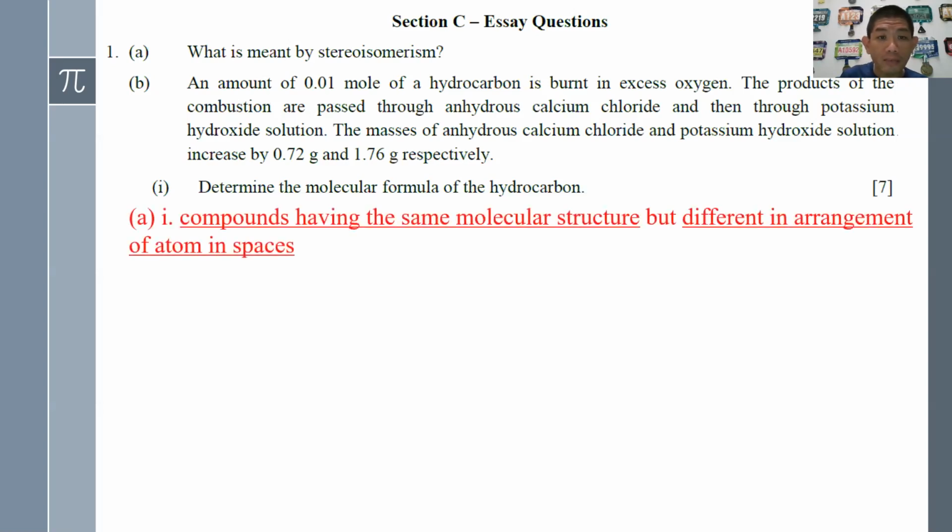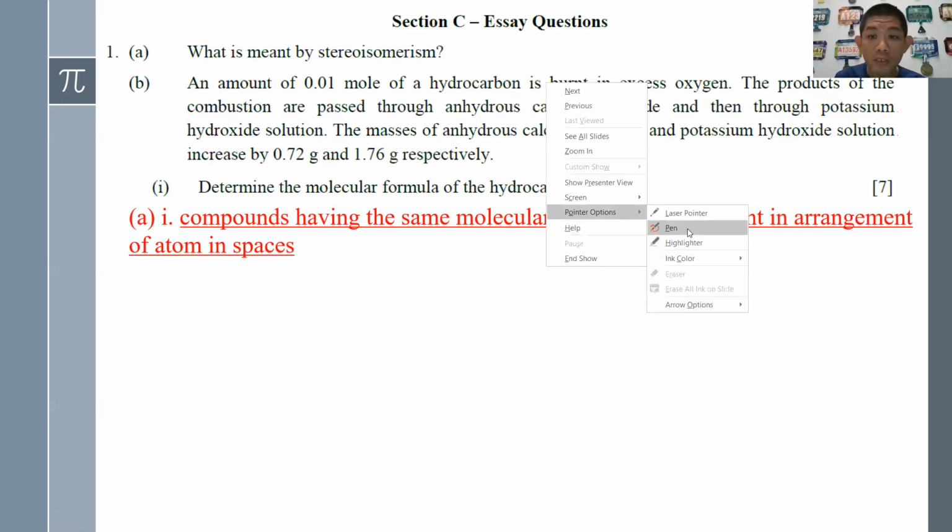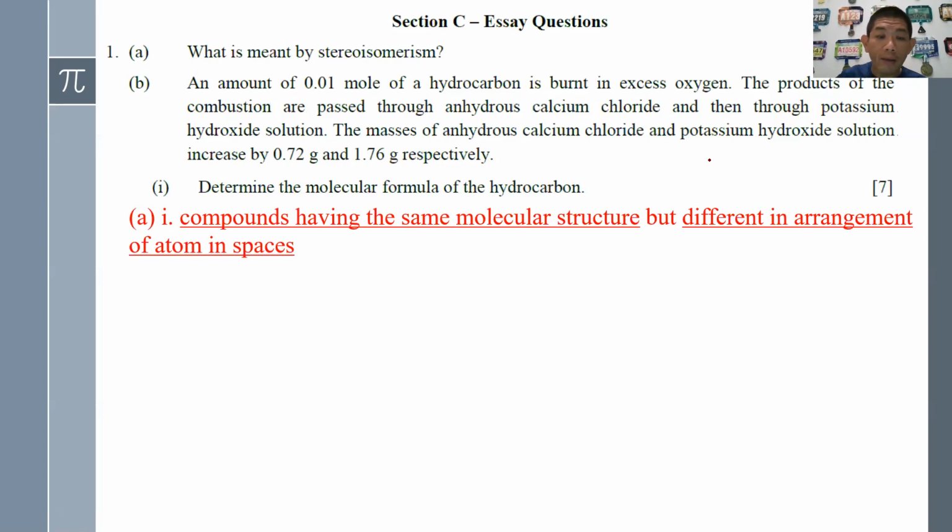Number 1, what is meant by stereoisomerism? Here, you are required to define stereoisomerism. So stereoisomers are molecules having the same molecular structure. That is the first key point that you might want to write. Okay, molecules having the same molecular structure, but different arrangement in space.